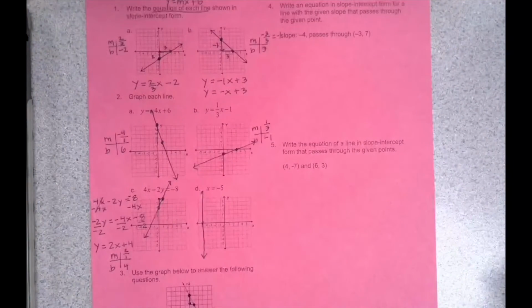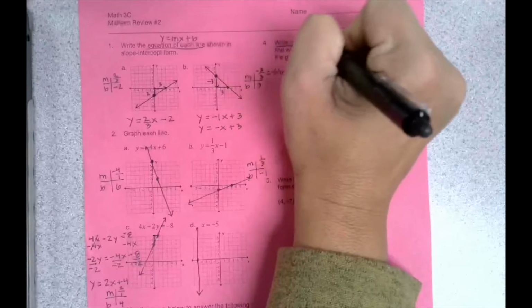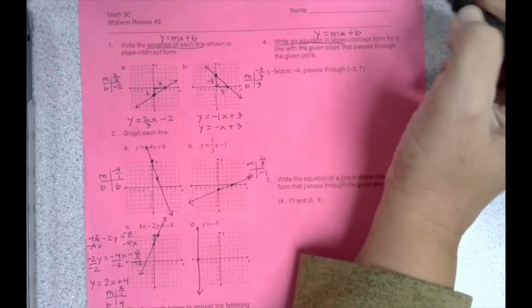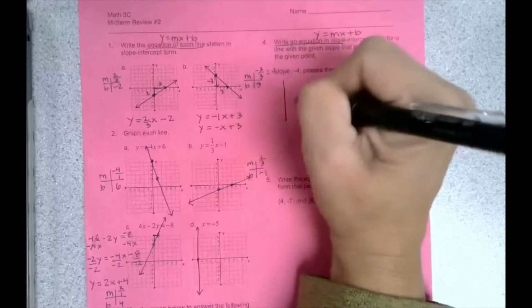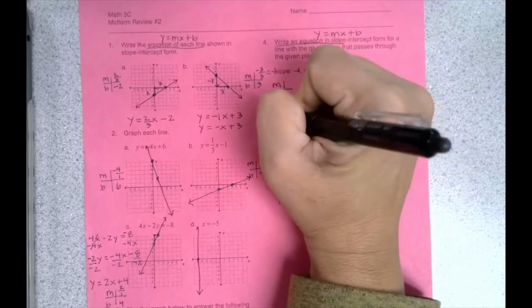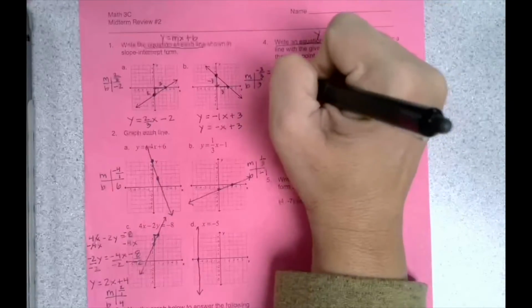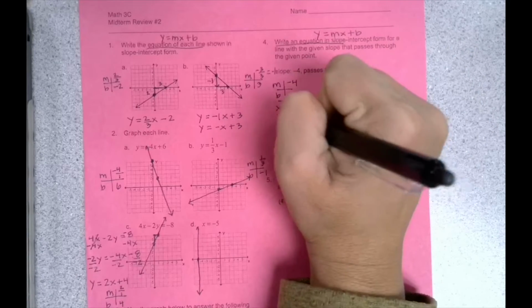Alrighty, so next we have these guys right here, and it says write the equation of the line in slope-intercept form. So write an equation, y equals mx plus b, with the given slope and a given point. So what you're going to want to do when you're given a slope and a point is extend your chart to include x and y.